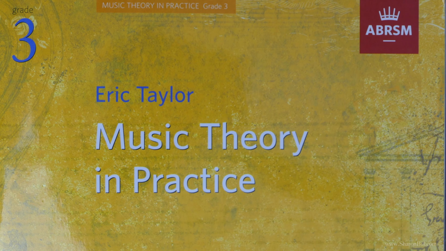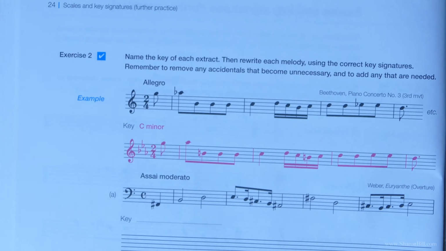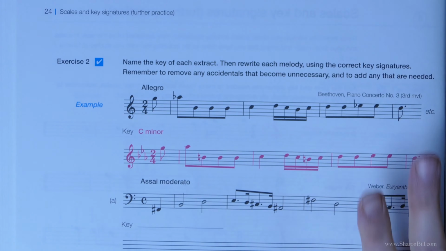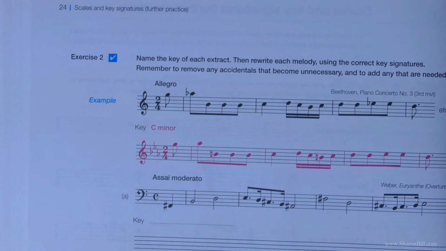And so let's press on, and we're continuing with section H, which is dealing with all of the keys, major and minor, that we've dealt with so far. If you turn in your workbook to page 24, we're now going to do a little bit more practice on scales, major and minor scales, and key signatures relating to those.